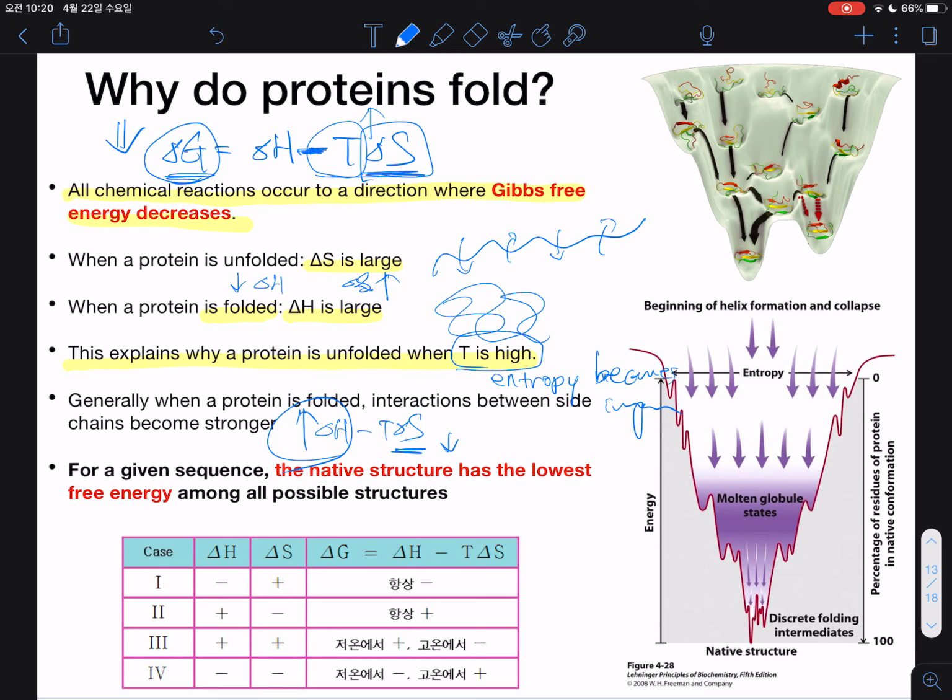But on the other hand, when T is low, the contribution of enthalpy becomes larger. So the enthalpy becomes more important. So the protein likes to be folded, because when they are folded, the interactions between side chains become stronger, right? If you think about what you have learned from general chemistry class and thermodynamics class, you see that there is this kind of relationship, right?